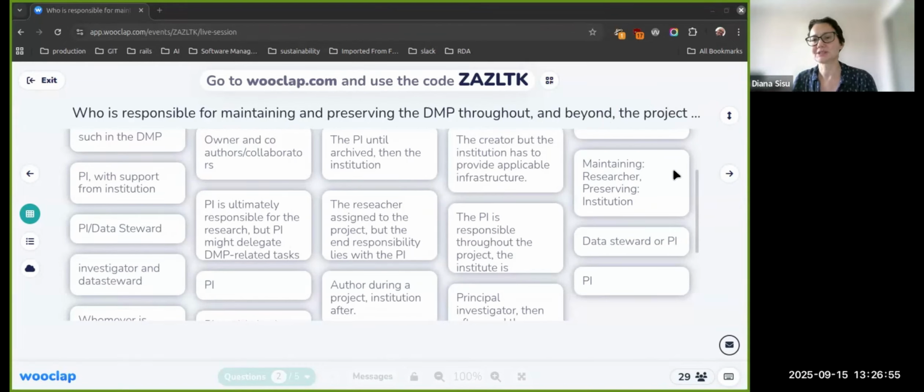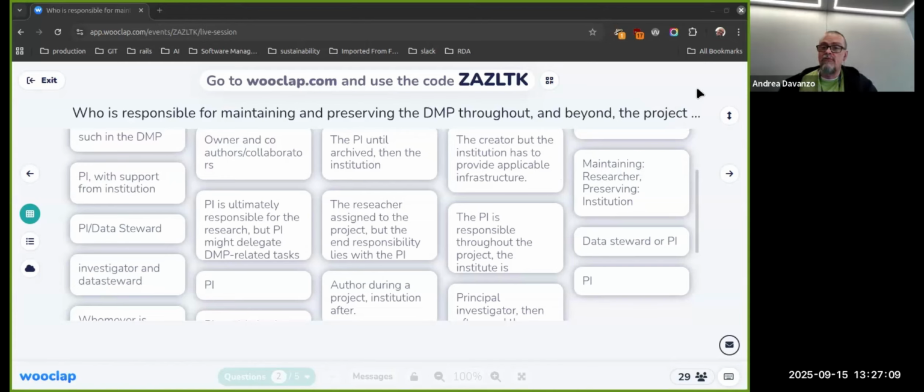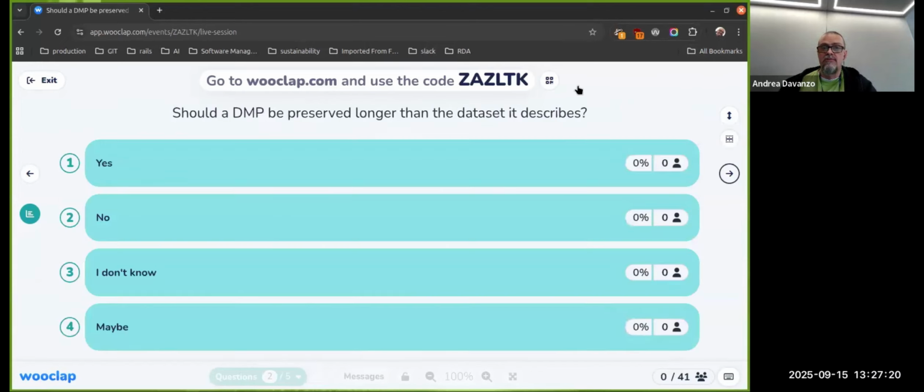Okay, there's another. This is Danny completing his earlier point, sending us a reference link to a Dutch law, Article 7, that specifies that the institution is the rights holder. Okay, so there are differences. Thank you very much, Danny, for sharing this link. Appreciate it. Okay, so let's go on to the next question. Should the DMP be preserved longer than the dataset it describes?